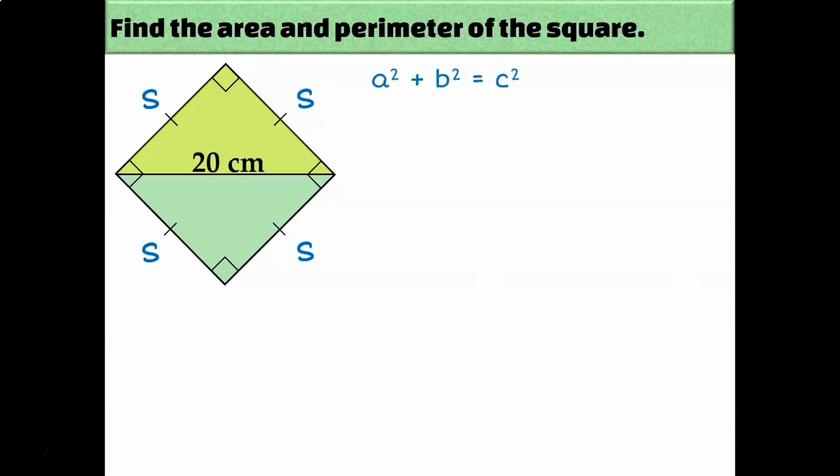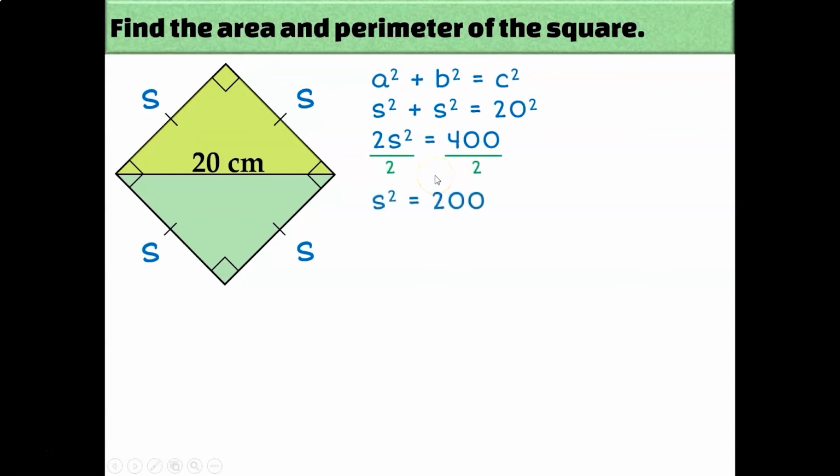Because the Pythagorean theorem is just a squared plus b squared equals c squared. And the s's are the legs, because they make the right angle. And the 20 is the hypotenuse, because it's across from the right angle. So I could fill in my Pythagorean theorem like this. s squared plus s squared equals 20 squared. Well, that's 2s squared, and 20 squared is 400. Then I can divide both sides by 2, and then square root both sides.